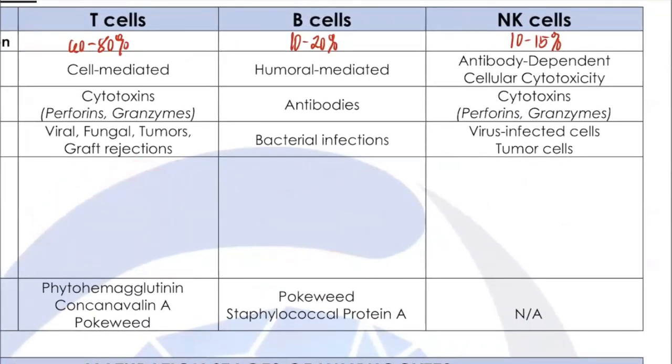Okay, so we have our natural killer cells, nasa 10 to 15% sila ng ating lymphocyte population. Involved naman sila sa antibody-dependent cellular cytotoxicity. Yung natural killer cells are the only lymphocytes that are part of our natural immunity. Again, they are the only lymphocytes that are part of our natural immunity. So, they are also able to produce cytotoxins, katulad ng mga T cells, and they are good in defending us against virus-infected cells and tumor cells.